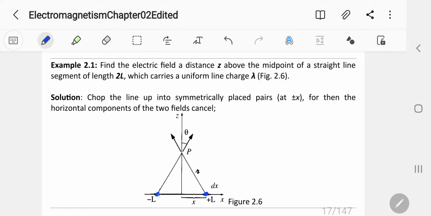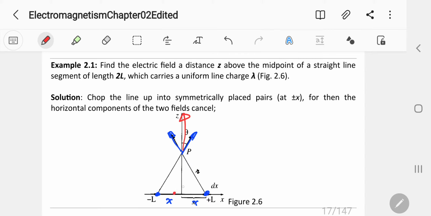So if you have here L and say this is x, then this is also x as well. And if this is your dq, then that would exert an electric field going to here, and this one will exert an electric field going to there. And so we know that the x component will just cancel, so that your electric field is just going in this direction.